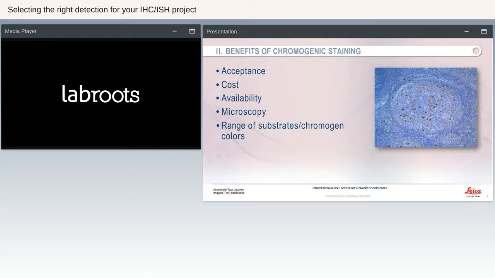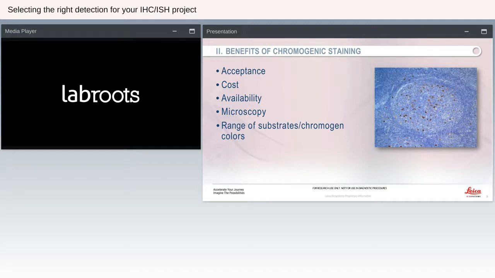The nice thing about this, like I said, is it's widely accepted. So acceptance is the number one top benefit of this. People know how to read DAB stains. They know what they're looking at. Second is the cost. It's a relatively inexpensive detection option. There are many different options out there, so availability is another. There's a range of different enzymatic detection. Commercial vendors commonly use the DAB test to demonstrate their IHC products and antibodies. So lots of options out there, highly available.